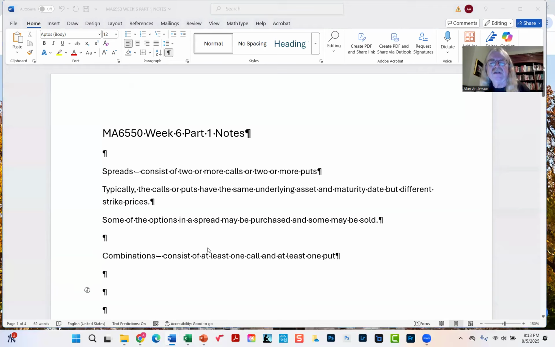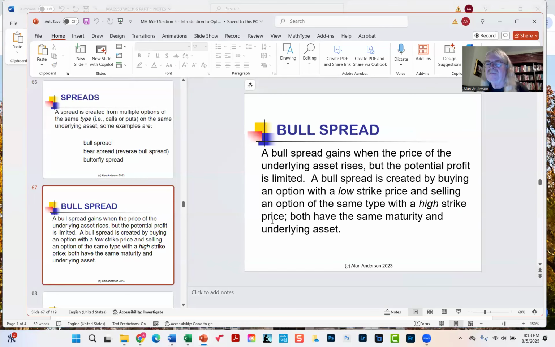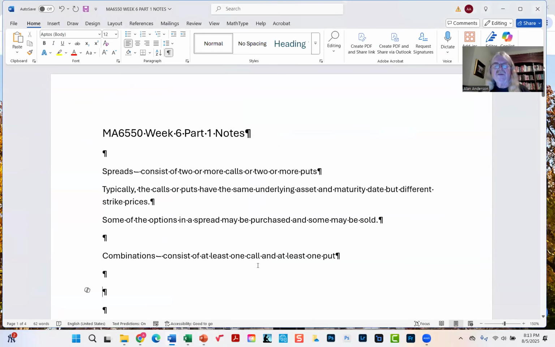Okay, now that we've got that straight, the spreads we want to look at are the bull, bear, and butterfly spreads. That's because these are very popular choices in the options markets. We've already looked at the bull spread. And keep in mind too, since a bull or a bear spread can be created with either calls or puts.